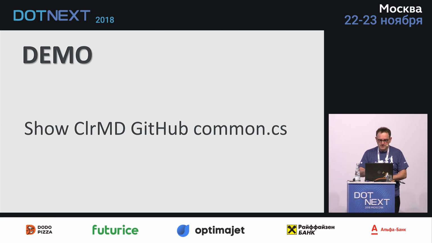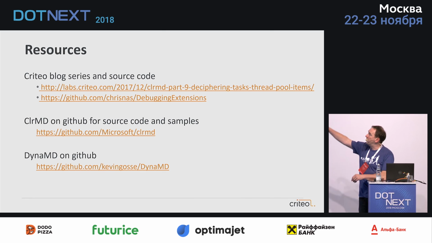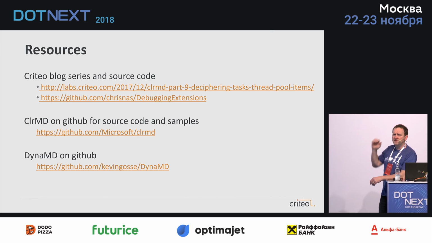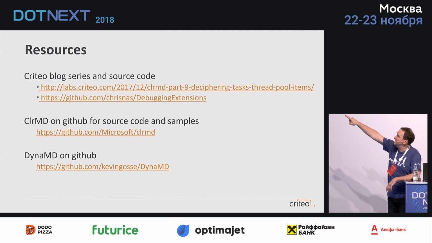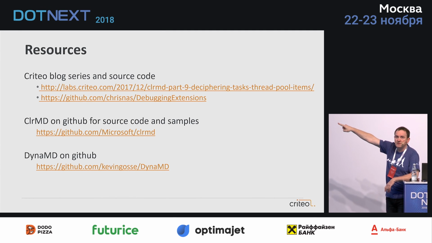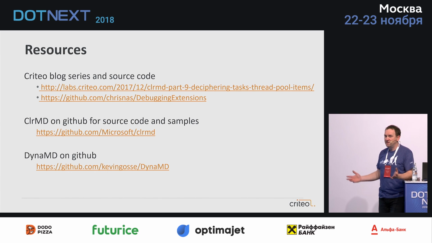Okay. So this is what I've done. These are the resources for you. I've written a blog series of 9 posts where you get each and every detail of the ClrMD part. Please take a look at this. You have the link to the debugging extension, the link to ClrMD on GitHub, and the link to DynaMD on GitHub. I think with this, you can feel confident to imagine what you can do with ClrMD and how it could help you. Thank you very much for your time.